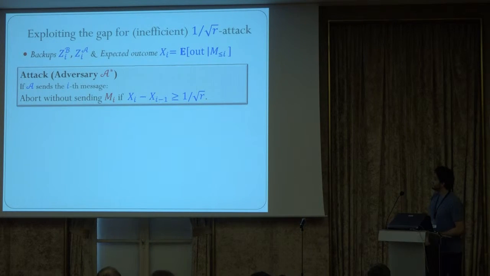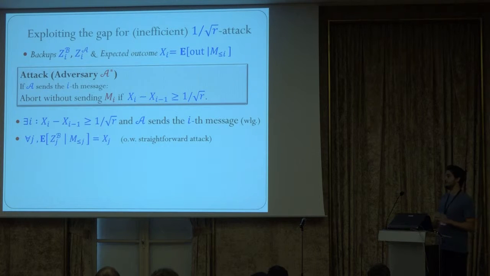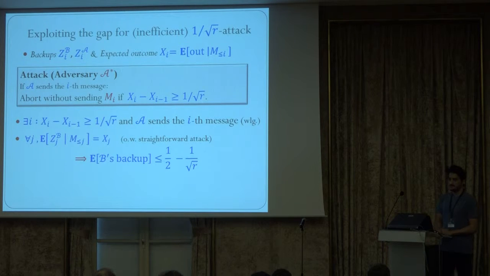So let's see why this gives rise to a bias. First, we know that there's a gap without loss of generality at some point because of the theorem of Cleve and Impagliazzo. Second, unless the protocol is in some sense pathological and there is a different attack that I don't want to get into, we can assume that the expectation of the backup is equal to the expected outcome. Therefore, the backup trails behind the expected outcome, which is half overall, by 1 over square root of r. This is what gives rise to the bias in the attack.